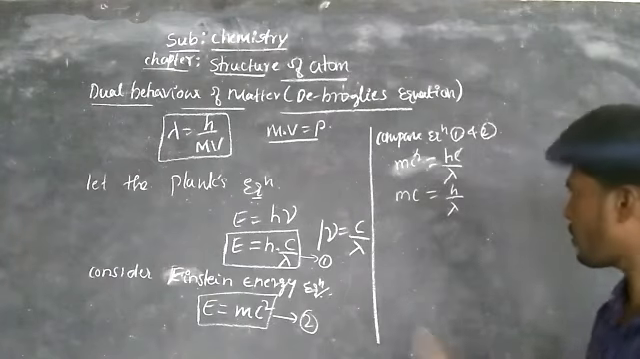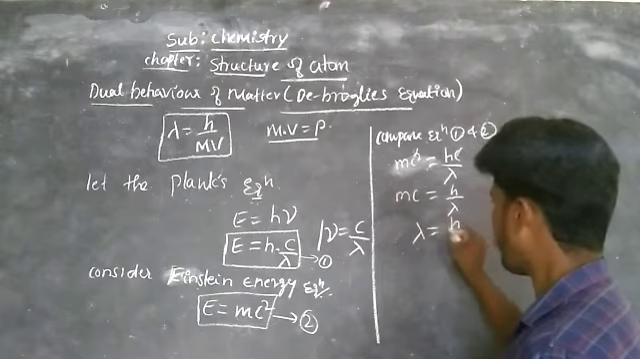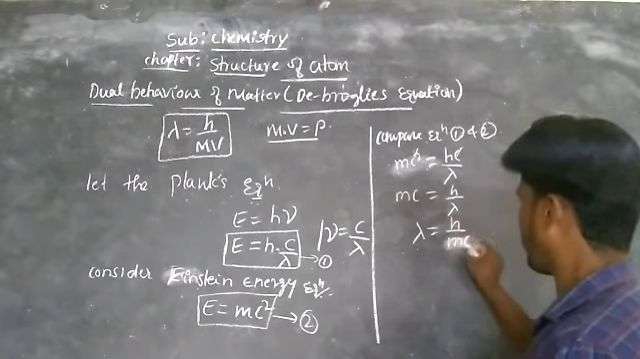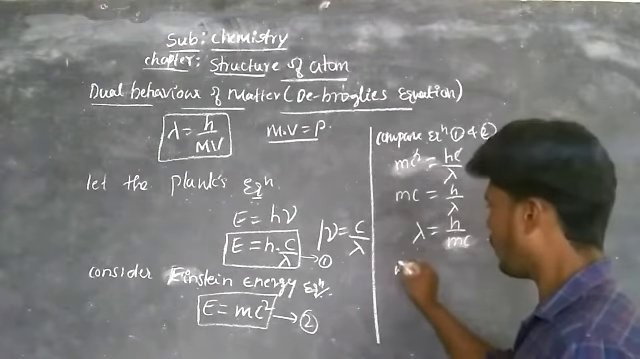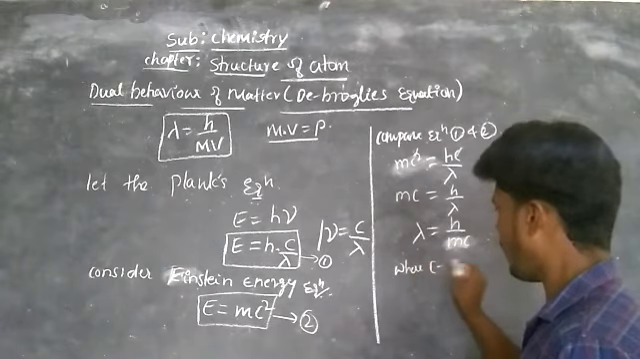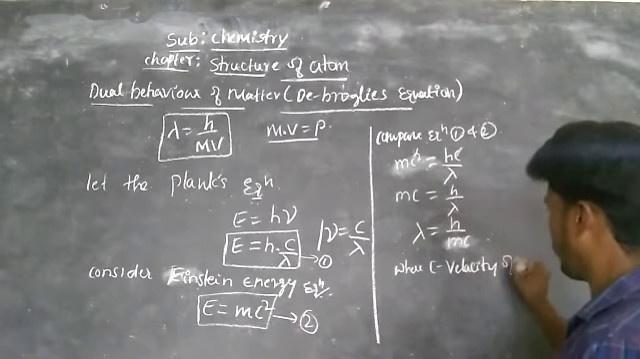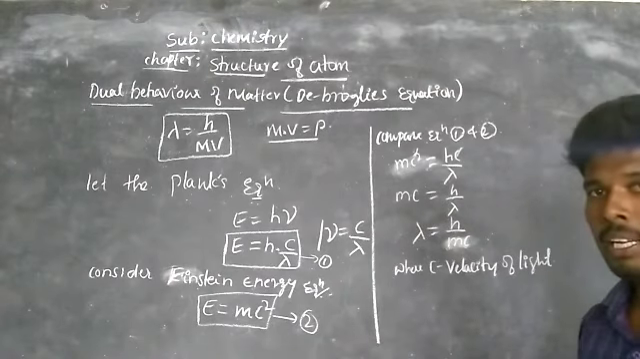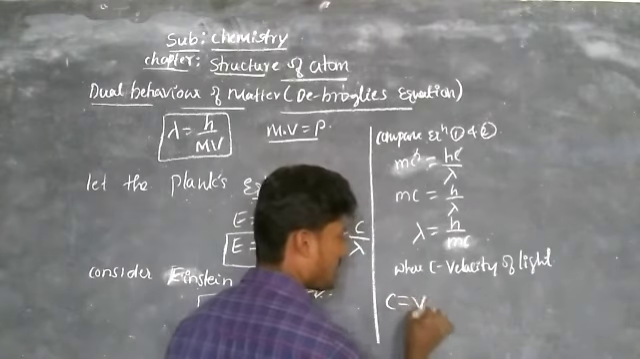Now find the equation for lambda. So do cross multiplication, that is lambda is equal to h divided by mc, where c is nothing but the velocity of light.